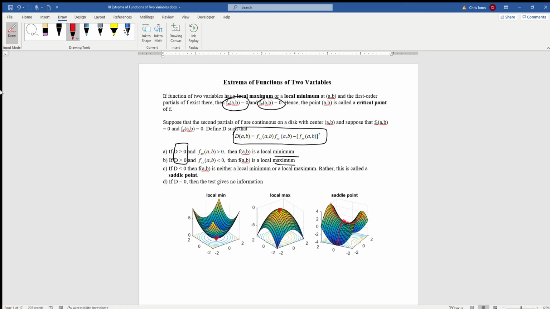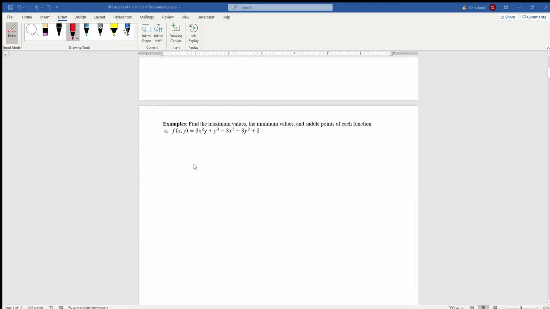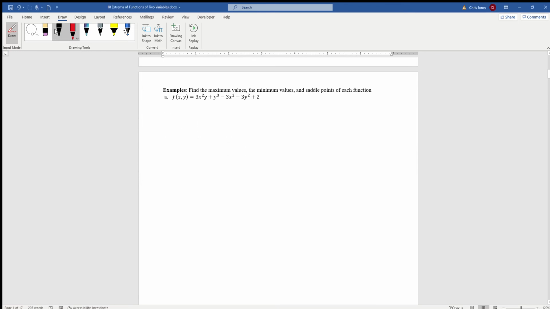So we're going to take a look at a few examples, and we're going to determine how to figure out max, min, and saddle. And then we can always look at the three-dimensional graph to verify our solution. All right, so let's get to it. We're going to start with a basic polynomial example. We like polynomials because they're easy to work with. And we have 3x squared y plus y cubed minus 3x squared minus 3y squared minus 2.